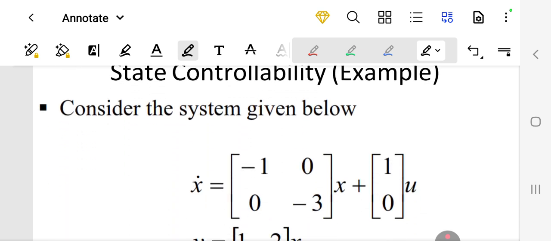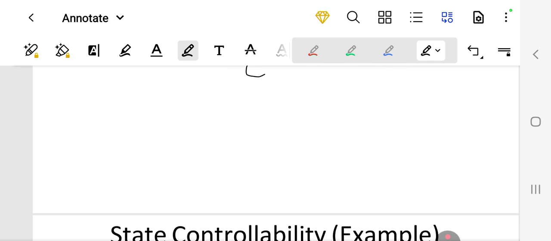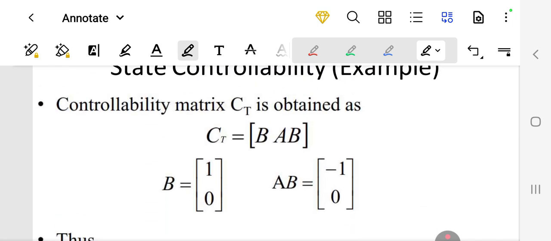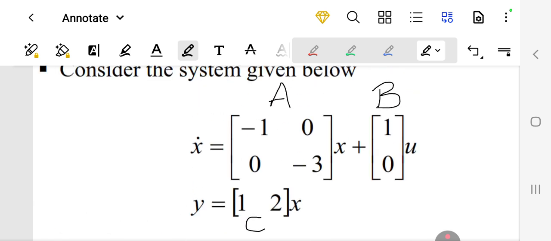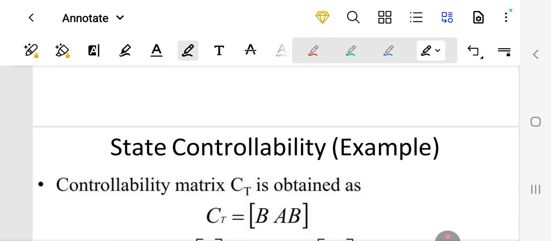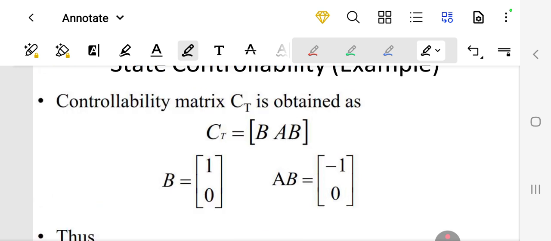Now we will see an example. Consider the system given below: this is the A matrix, this is the B matrix, and this is the C matrix. We will construct the controllability matrix, which consists of B and AB. The power of A is smaller than the order of the system by 1, where the system is second order. The size of A is 2 by 2, 2 rows and 2 columns. Now we will construct the controllability matrix: B, which is 1, 0, and AB, where we multiply the A matrix by B.